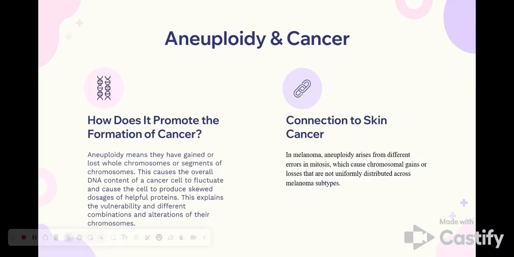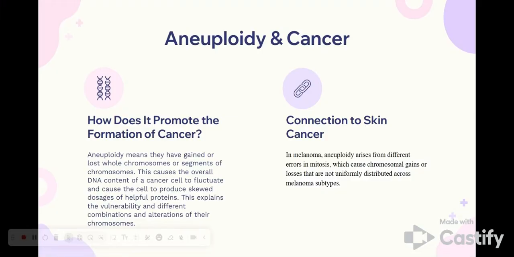This would cause the cell to produce widely skewed dosages of the proteins encoded by the thousands of genes that were doubled or diminished. Large imbalances like these would inevitably disrupt the work of critical teams of enzymes, including those that have to do with the repair or disposal of damaged DNA, and would destabilize cellular structures and regulatory circuits. This not only explains the vulnerability increase in cells toward cancer, it also explains how cancer cells, even within the same tumor, can exhibit different combinations and alterations of their chromosomes.